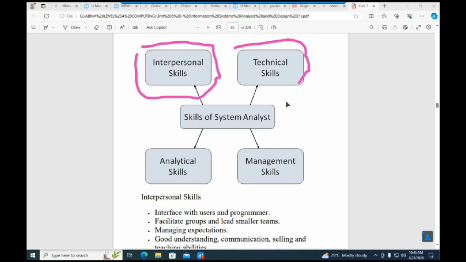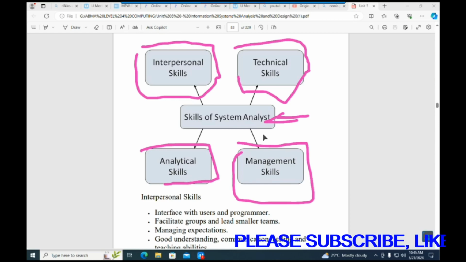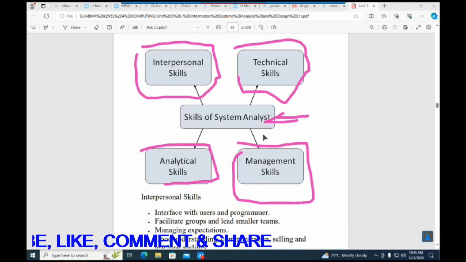Then we have the technical skills, then analytical skills, then management skills. So all these are skills of the system analyst, grouped into 4 categories. We have the interpersonal skills, then the technical skills. Of course, technical skills has to deal with the programming languages and all that. Then we have the analytical skills. So it should be someone who is able to do analysis, because we're going to do requirements analysis.